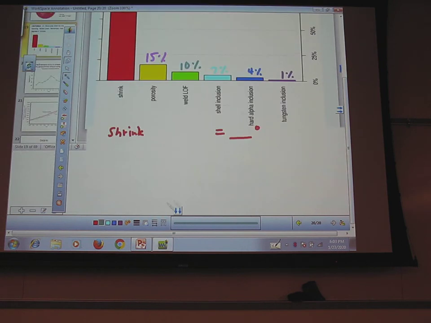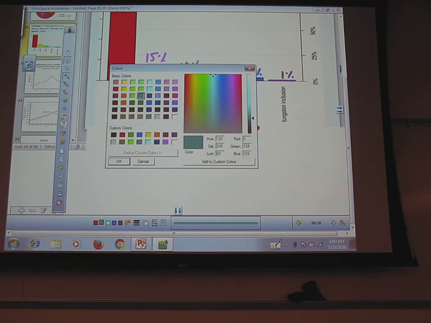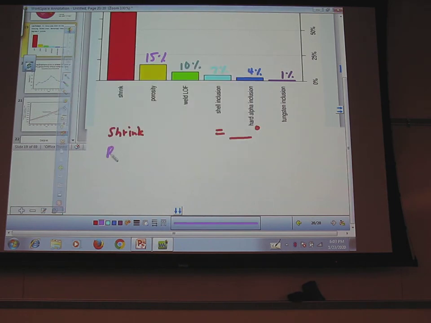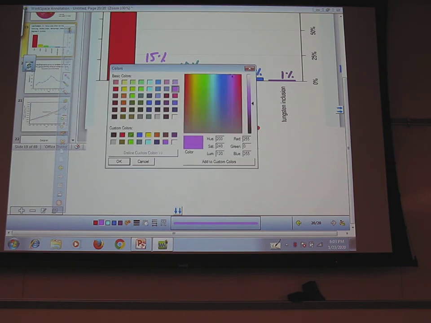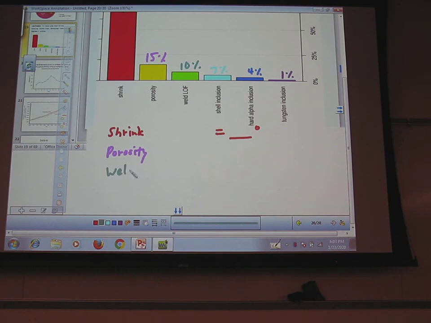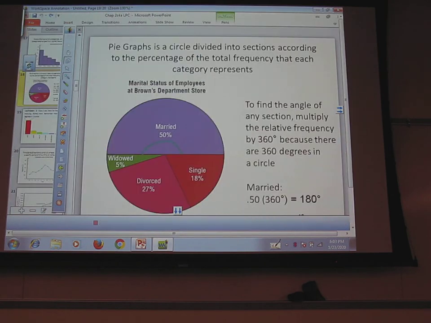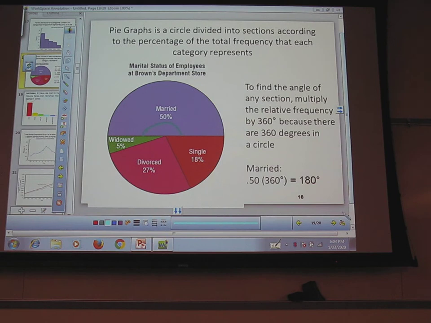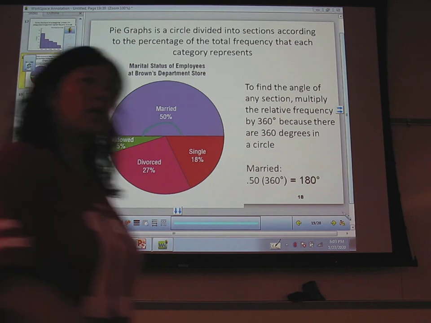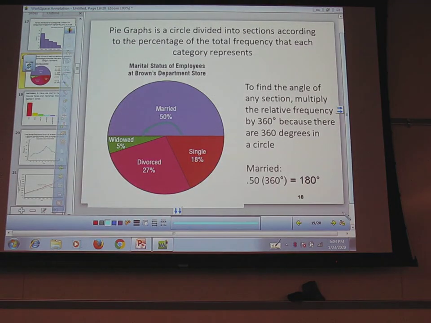So 15 divided by 60, right? Velocity. Weld. Shell. So figure out the degrees for each of these, to the nearest 10. And you might need that information next. Okay? So once you figure that out, take a break.